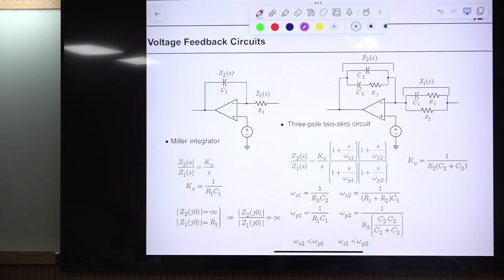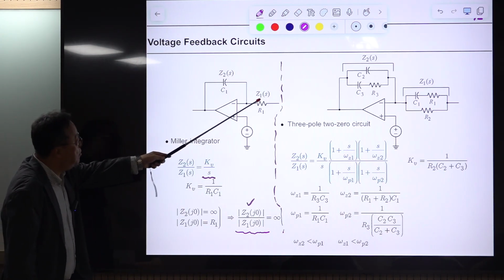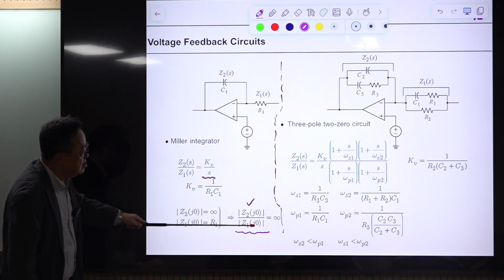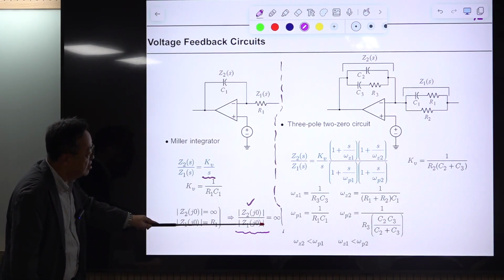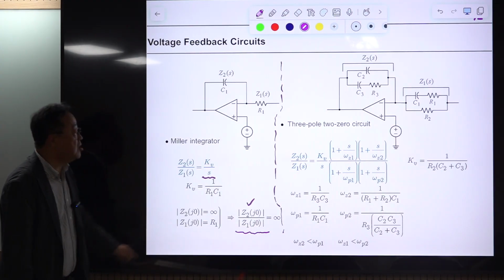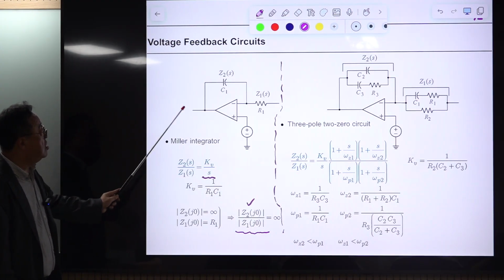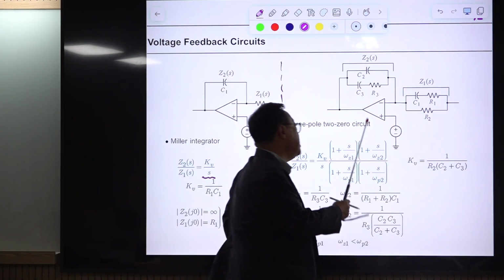Let me give you this final example. This is the integration compensation structure we went through. So this is type 0. Because the transfer function is this, and this meets this condition: G2 evaluated at DC is infinity, G1 evaluated at DC is something other than infinity, then this becomes infinity. This is type 0. And this is the compensation.